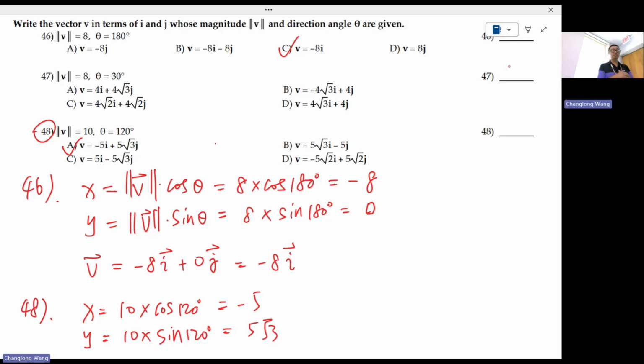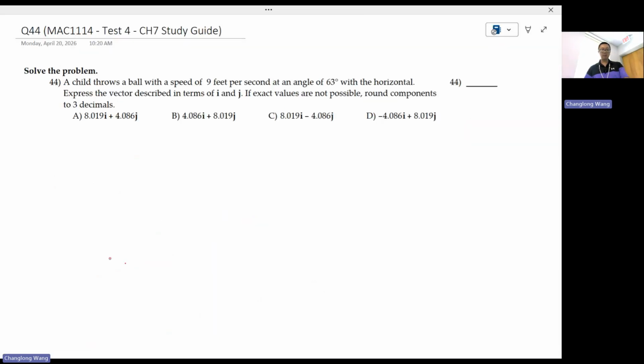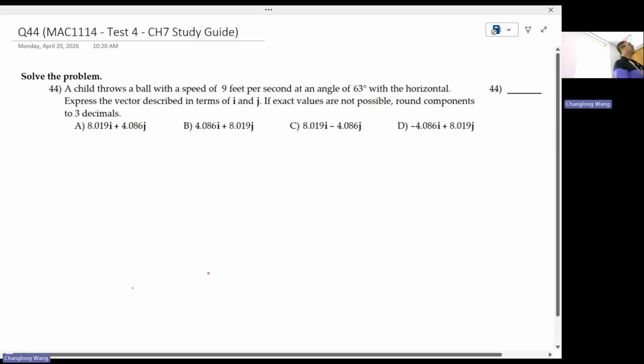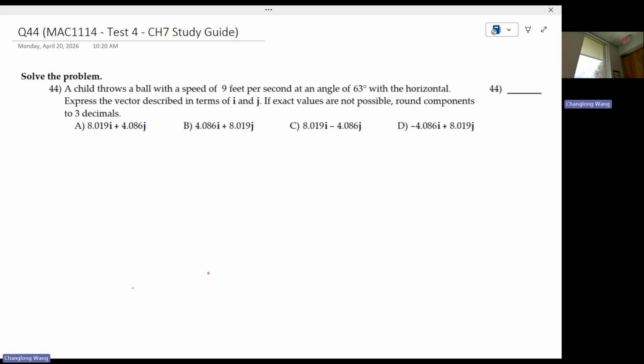But you know that what actually hurt our students, for the most of the time in the test, is word problems. Even though I could ask you to do the same exact calculation, it was hidden behind a word problem, so that's making it a bit harder. So now why don't you take a look at 44? And now you can even see from the options, they're asking you to find out the rectangular form of a vector. But instead of telling you what the vector is, they say a child throws the ball at the speed of 9 and an angle of 63 with the horizontal.